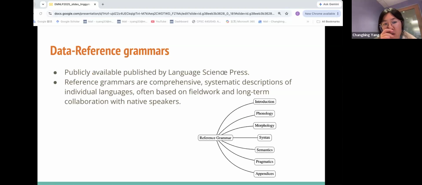We construct our benchmark from a collection of low-resource languages documented in publicly available reference grammars. They are published by Language Science Press, and they are comprehensive, systematic descriptions of individual languages, often based on fieldwork and long-term collaboration with native speakers. They usually cover linguistic subfields like phonology, morphology, syntax, semantics, and pragmatics.